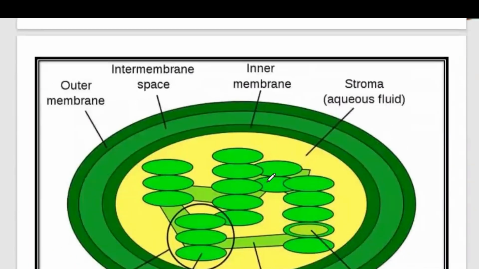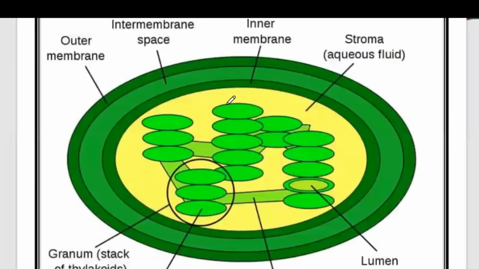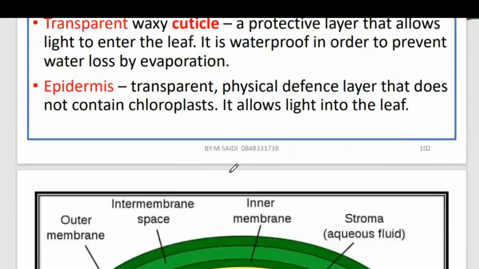light. Here is the structure which allows the light to be trapped. It's called a chloroplast. So we're going to look at the structure of a chloroplast. Don't forget that a chloroplast is an organelle. So we can say the structure of a chloroplast.